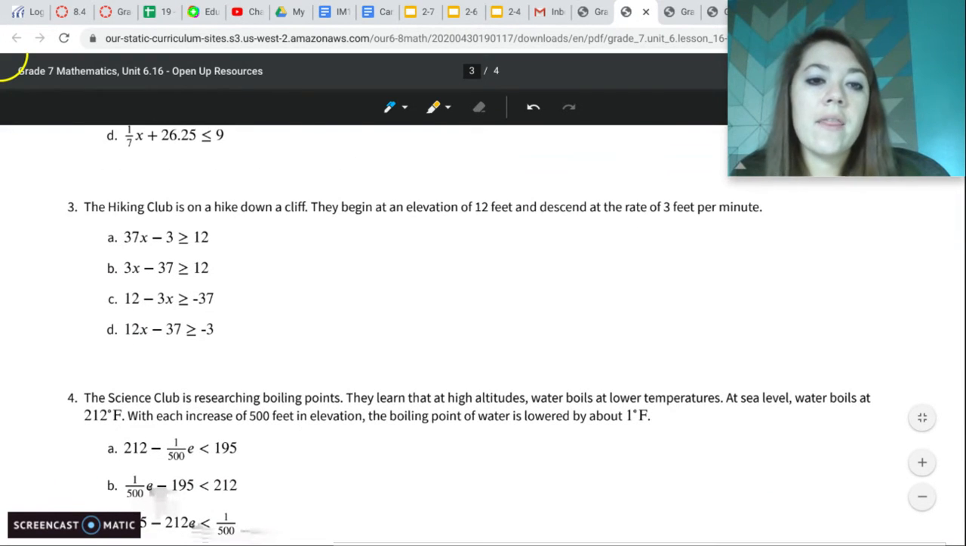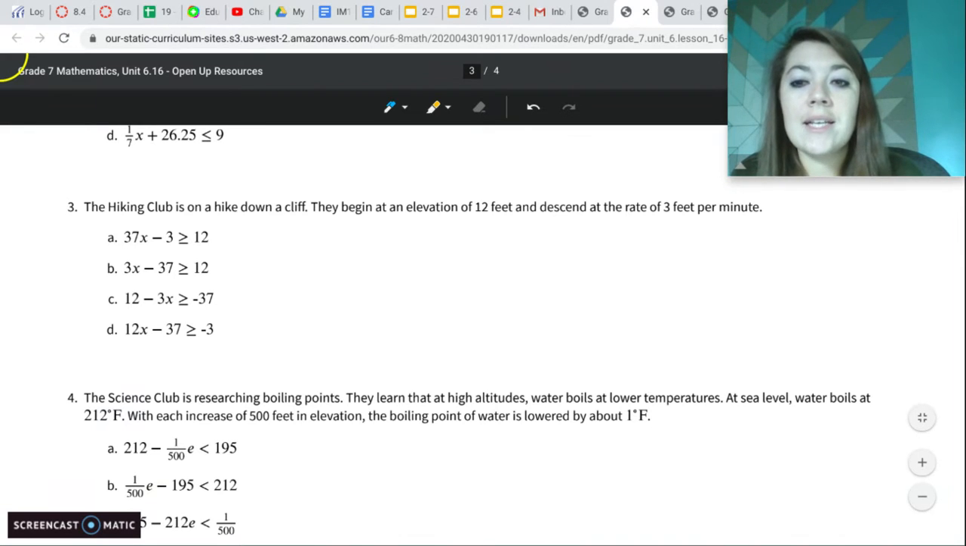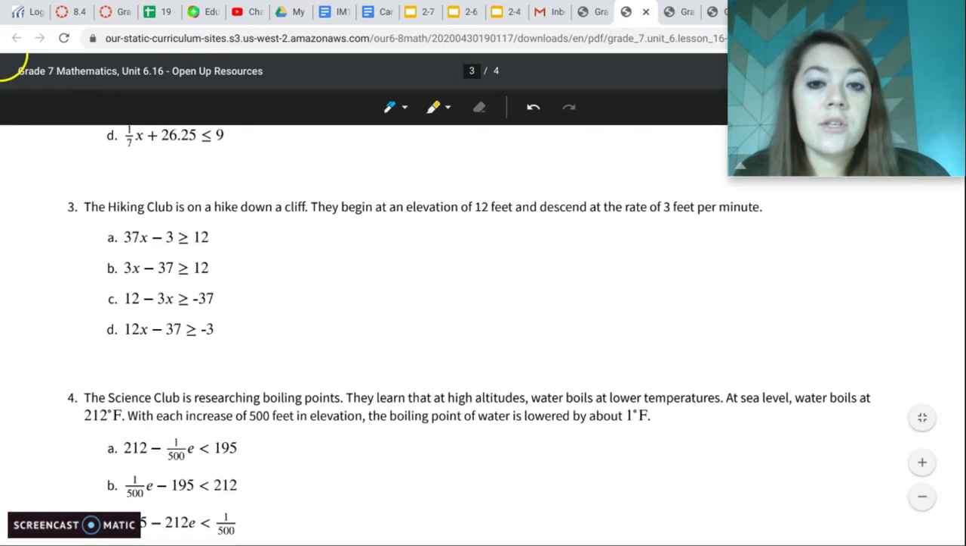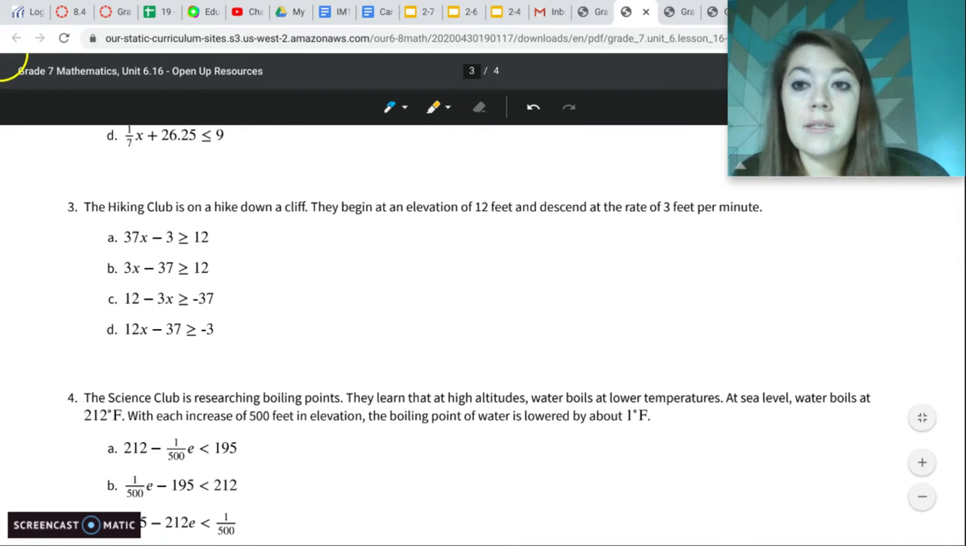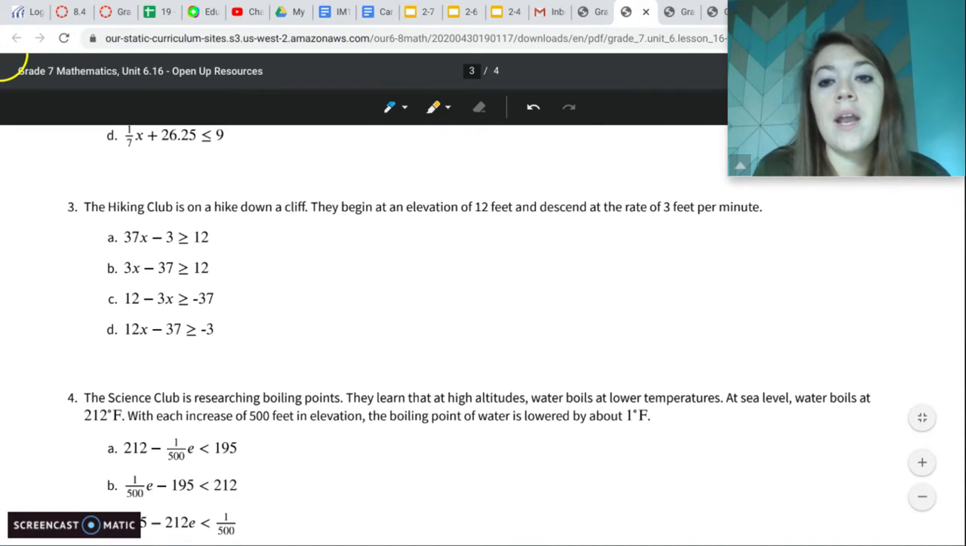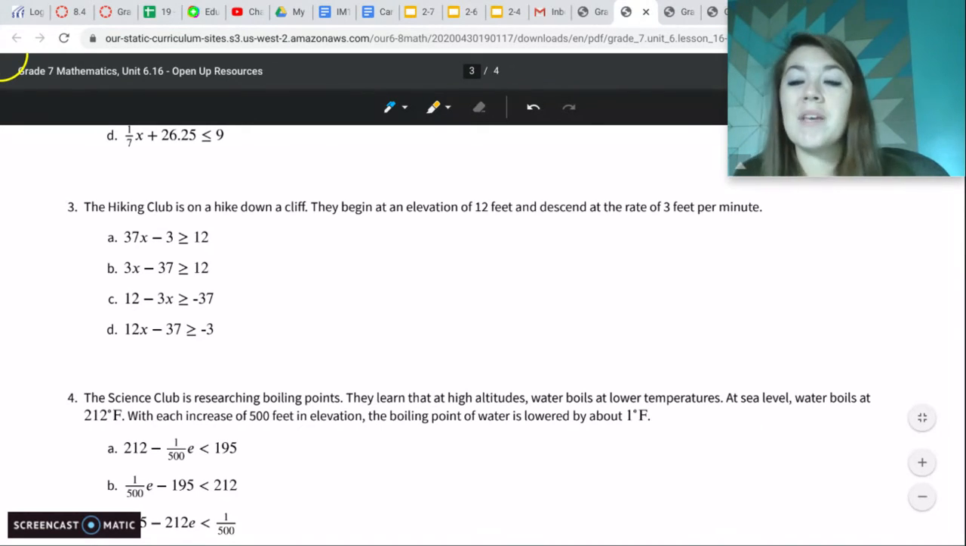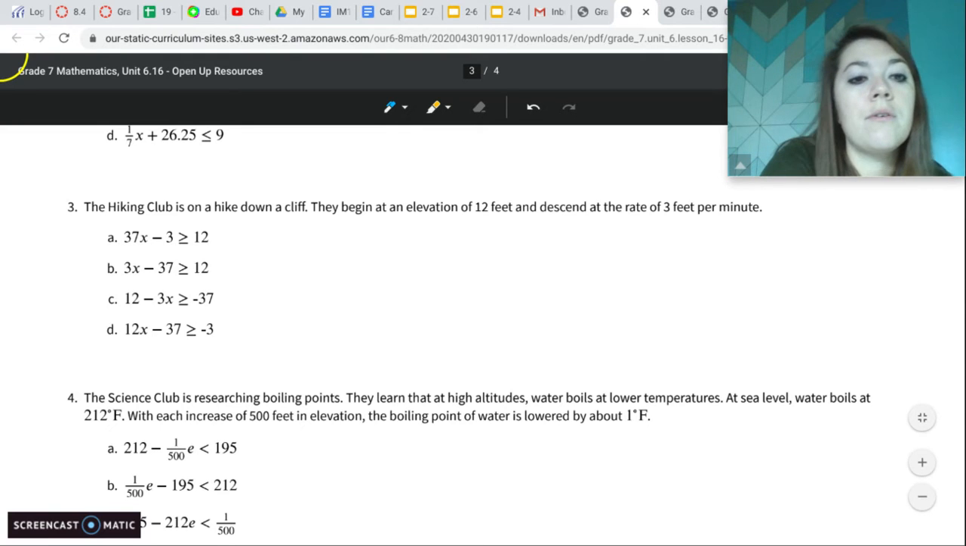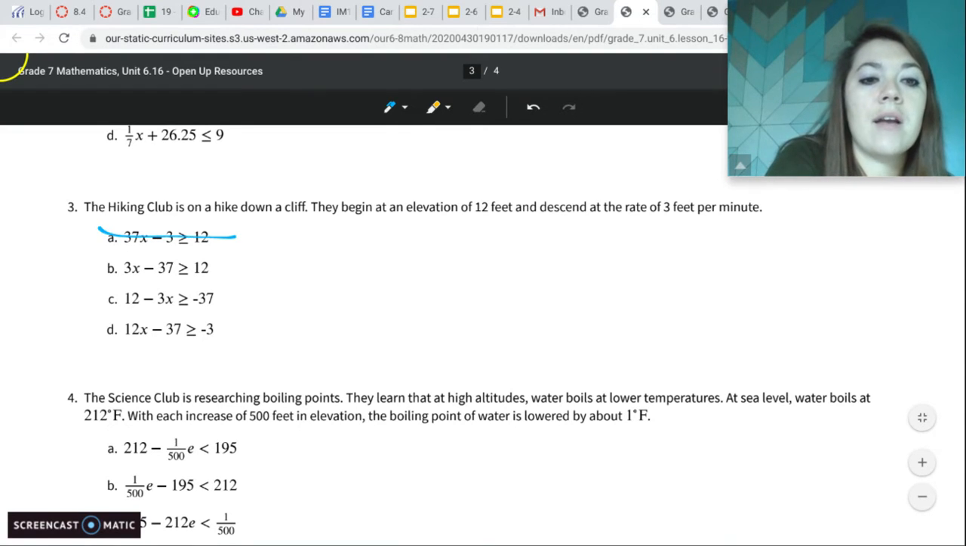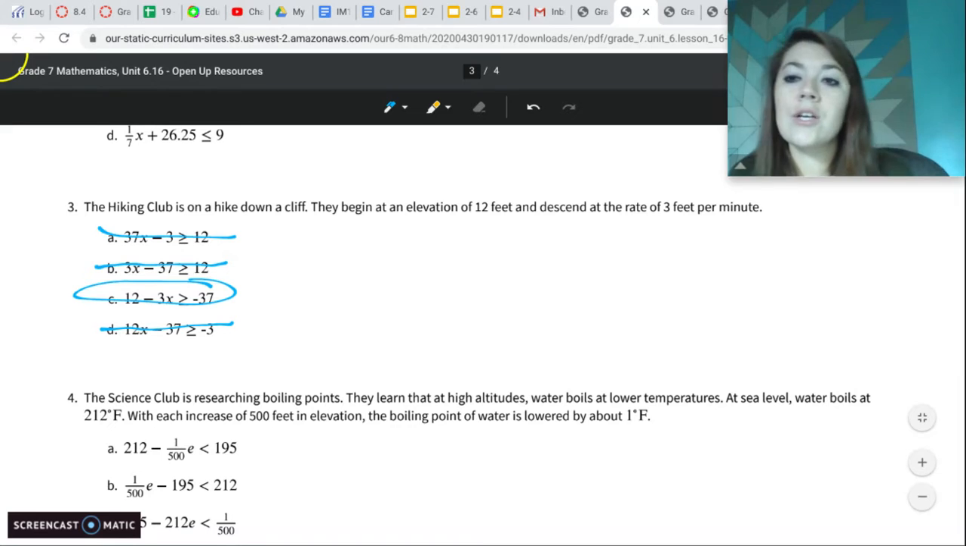For number 3, the hiking club is on a hike down a cliff. They began at an elevation of 12 feet and descend at a rate of 3 feet per minute. So we're starting at 12 and then we're descending 3 feet per minute. So the per minute tells us that that's going to be our variable. So we need to look for one that has a negative 3x because when we're descending, that's going to be a negative value. So it doesn't have a negative 3x, has 3x, but it's not negative, has a negative 3x, does not have a negative 3x. So there is our answer. It is C.